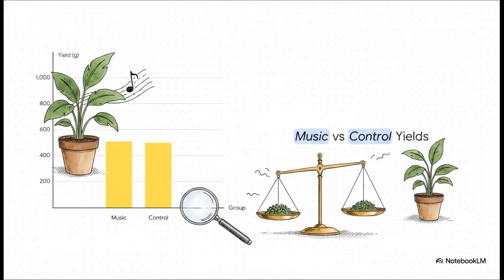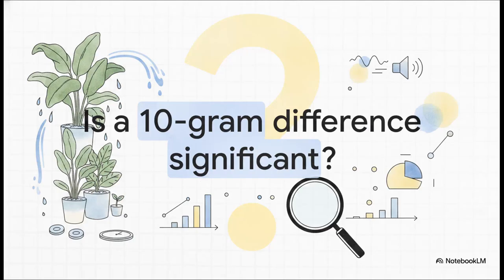So, imagine our experiment is finally over, and we weigh the total biomass. The plants that listened to the music produced 510 grams, and the control plants? They produced 500 grams. Okay, so the music plants yielded slightly more. They are pretty close, but does that mean we have a real, genuine breakthrough on our hands? Well, this brings us to a really critical question. Is a 10-gram difference actually significant?